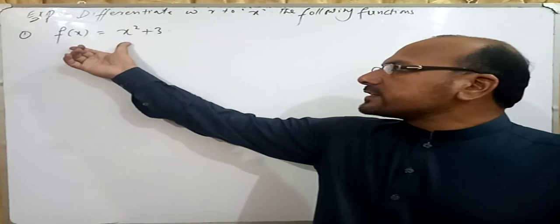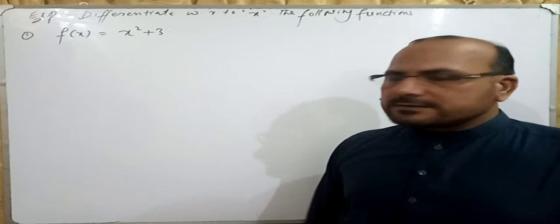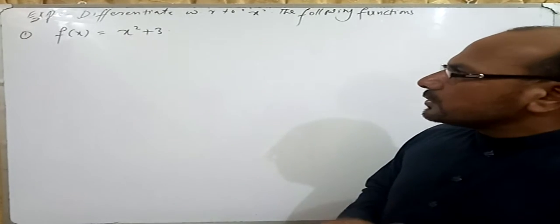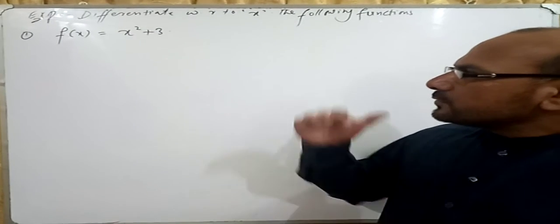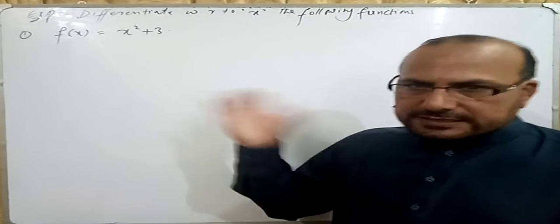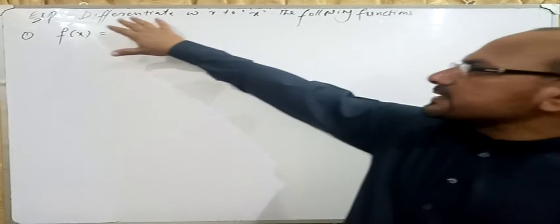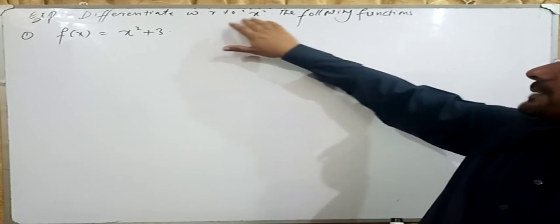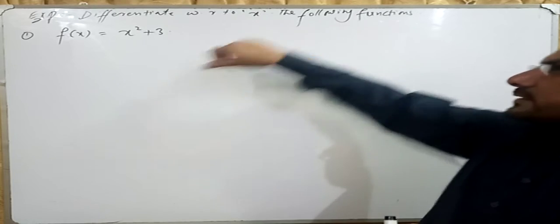Suppose this is a given function, f of x equals x square plus 3. By using this function we can find the derivative of this function, because it is given: differentiate with respect to x the following functions.